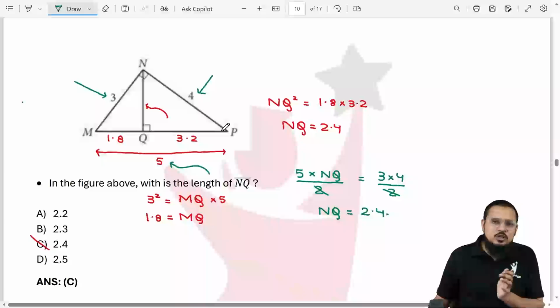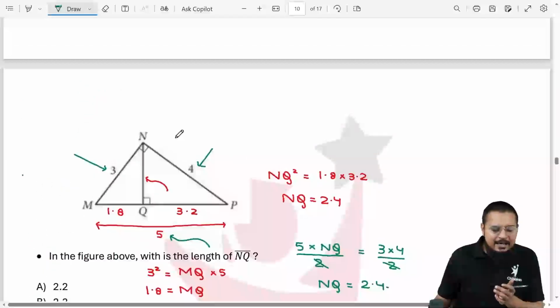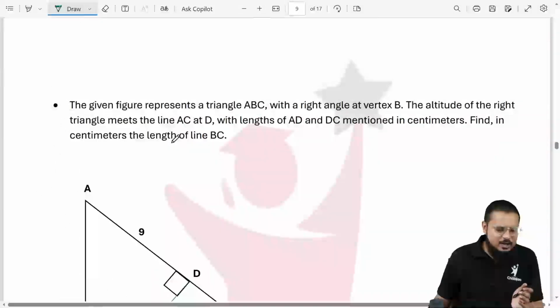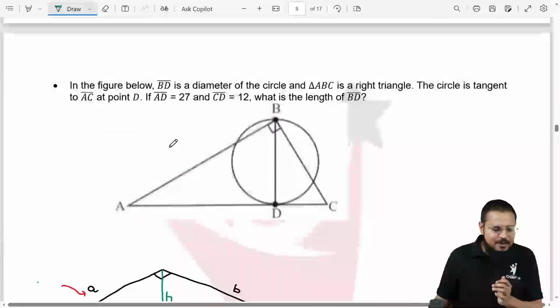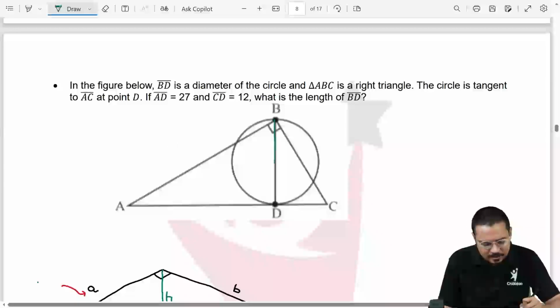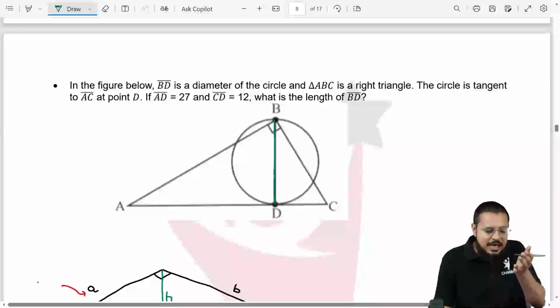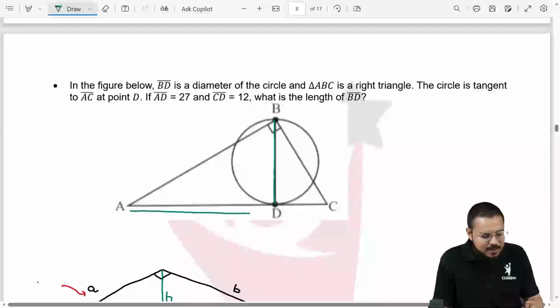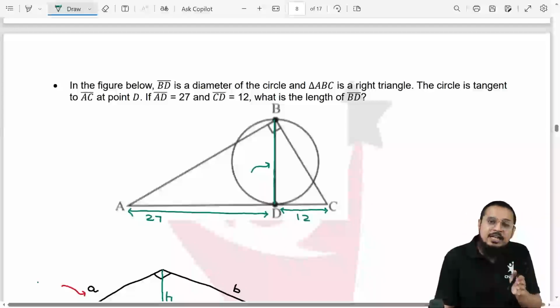So I've used the altitude segment theorem and leg theorem to good effect in many questions of DSAT. For example, if I have a look at this question eventually. Now, this is a circle over here. And the examiner says that BD is the diameter of the circle, but it's also the altitude of my right triangle. What else is given to me? AD, one of the segments of my hypotenuse, that's 27, and the other segment CD is given to you as 12. And we have to find out the height, or the altitude, of this right triangle.